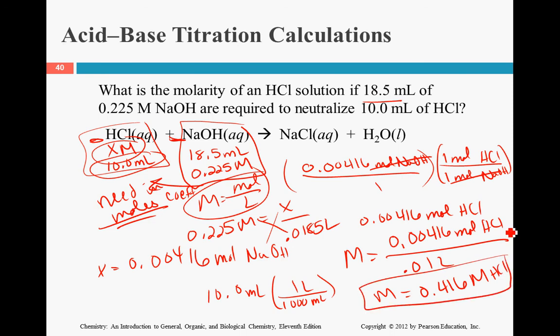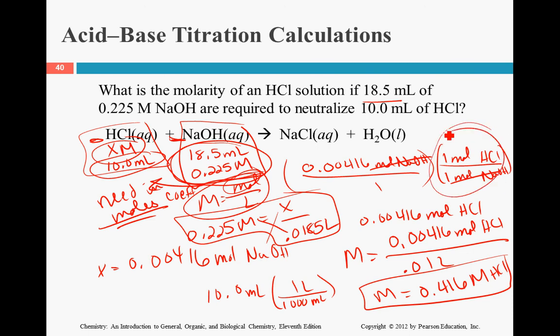So as a review, in order to solve a titration reaction calculation, first thing we want to do is figure out the molarity of what we were given. Figure out how many moles we have there. And we did that by using the molarity equation and cross multiplying. From there, we use the coefficients. And then once we figure out how many moles of the acid we had, we divided it by the exact volume of the acid in liters. Make sure that your volume is always in liters.